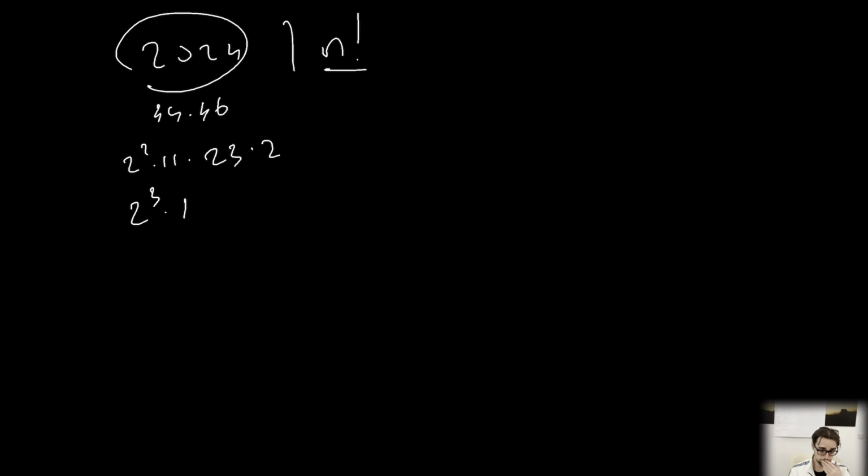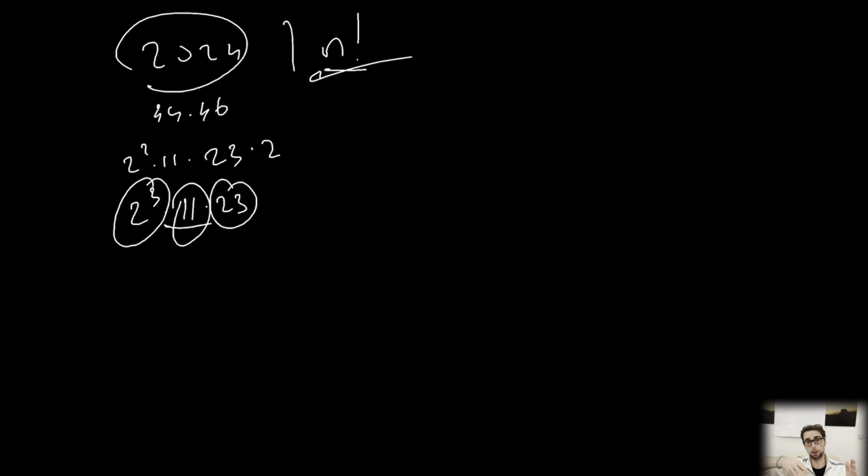Okay, if n is 23, we'll get the 11 as well, because it's 1 times 2 times 3, 11 times 12 times 13, till 23. And so you get your 11, you get the 2's, you get 8. I mean, you have many 2's, more than you need. And that's about it. So the answer is D, 23.